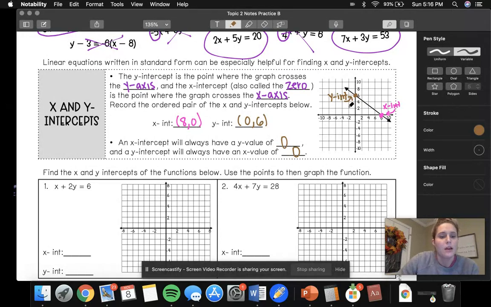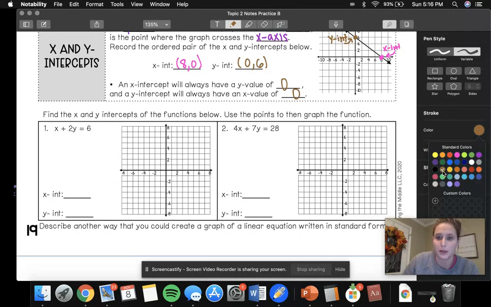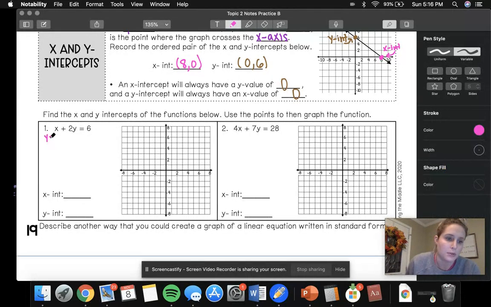All right. So for these two problems, it says to calculate the x and y intercepts of the functions and use the points to graph the function. First, we're going to find our x-intercept. An x-intercept will always have a y value of 0. So I'm going to put y equals 0 in for our function. So x plus 2y, I'm just going to put 0 in.